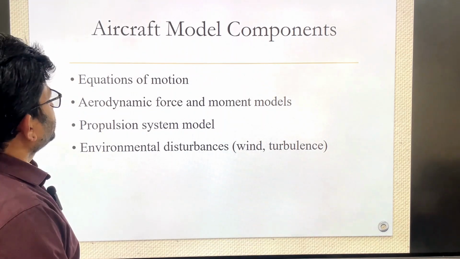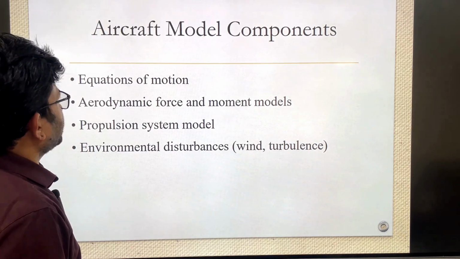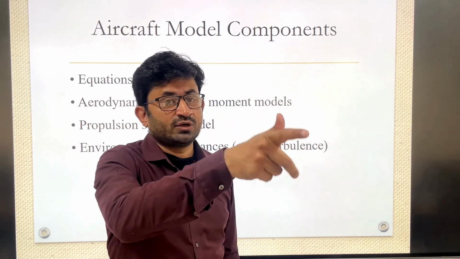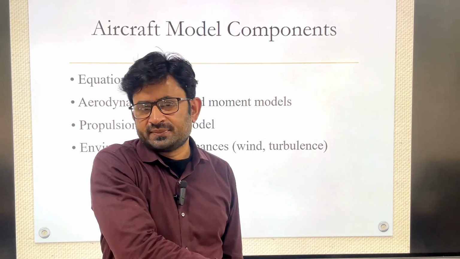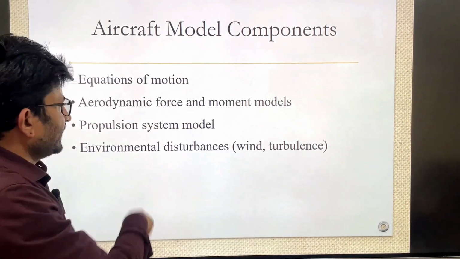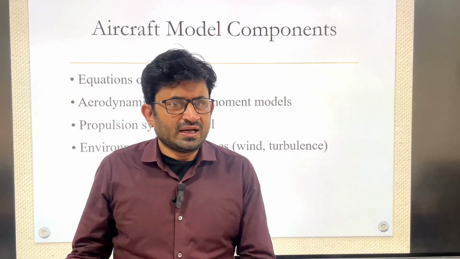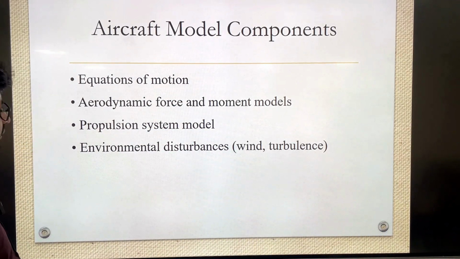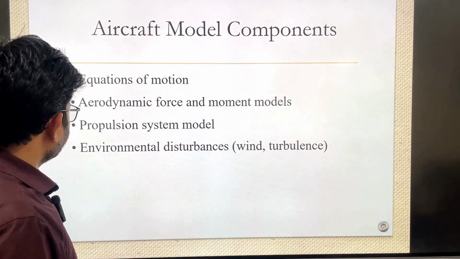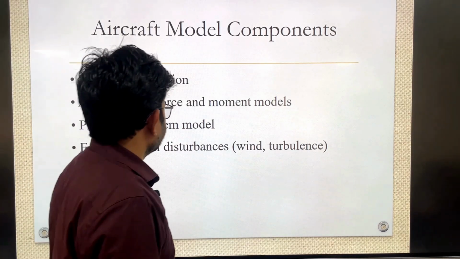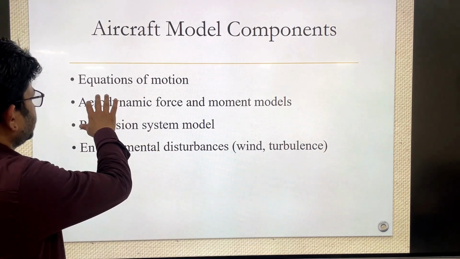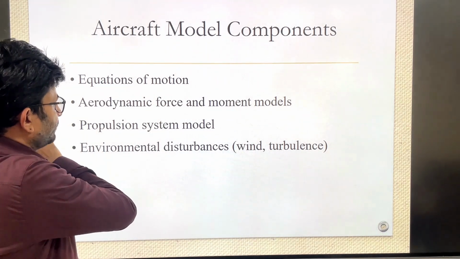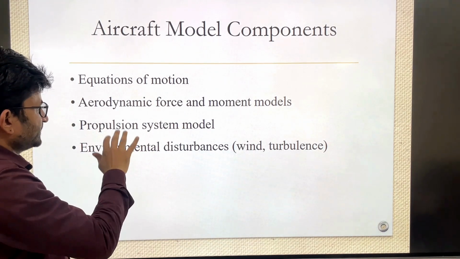So what are the components in the aircraft model? First, obviously, equations of motion, because in reality how the aircraft is behaving, you have to model mathematically, right? So the equation of motion is needed, and all this equation of motion, controller, everything I have covered in the previous lectures in this course. Aerodynamic force and moments model, propulsion system model, and environment disturbance. Yes, that's the important part. The equation of motion is needed, the aerodynamic model is needed, both force and moment model, and the propulsion system model is needed.